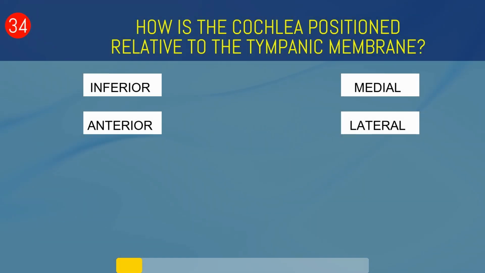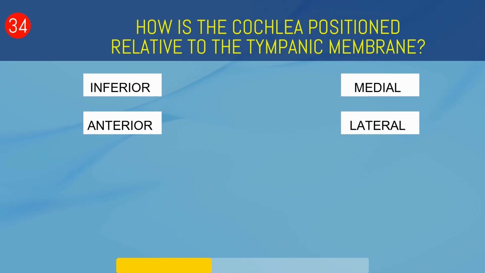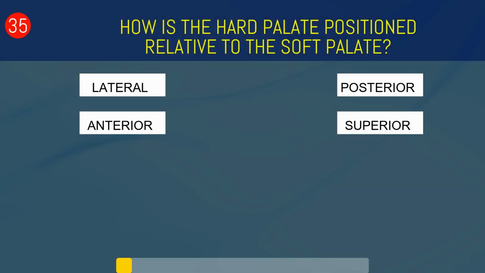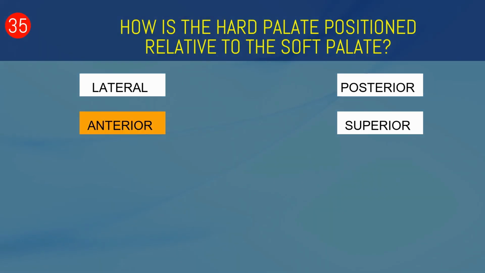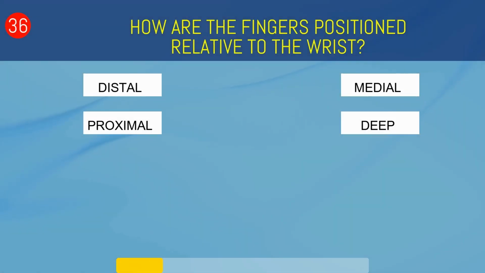Deep. How is the cochlea positioned relative to the tympanic membrane? Inferior, anterior, medial, or lateral? Medial. How is the hard palate positioned relative to the soft palate? Lateral, anterior, posterior, or superior? Anterior. How are the fingers positioned relative to the wrist? Distal, proximal, medial, or deep?